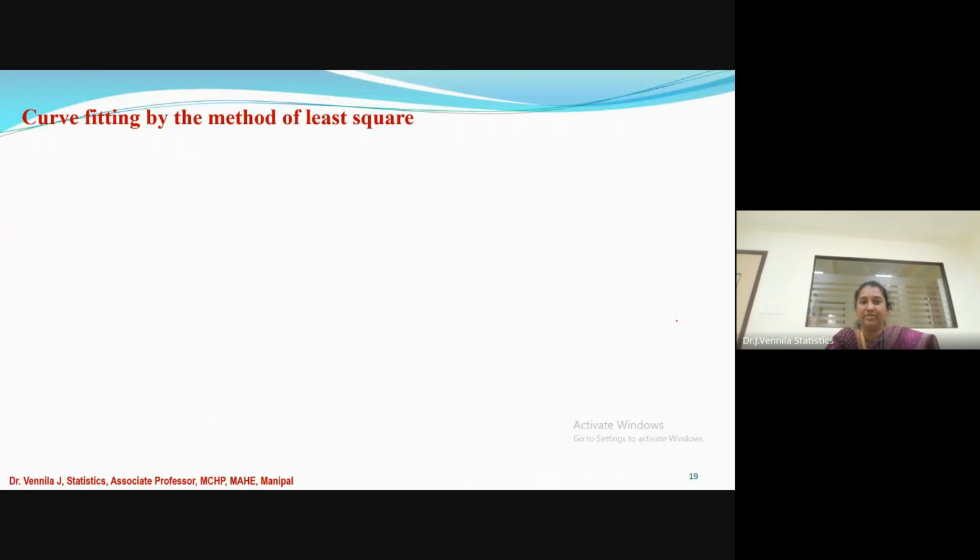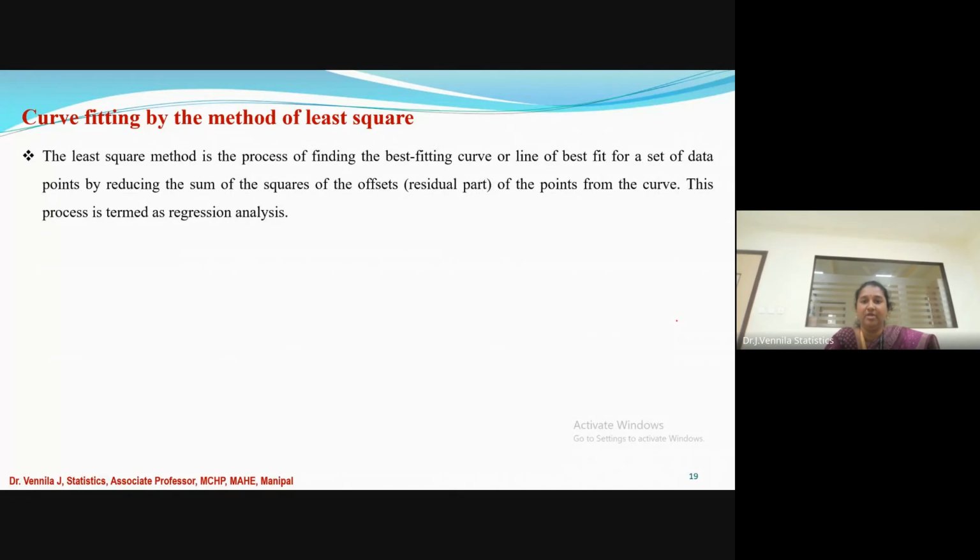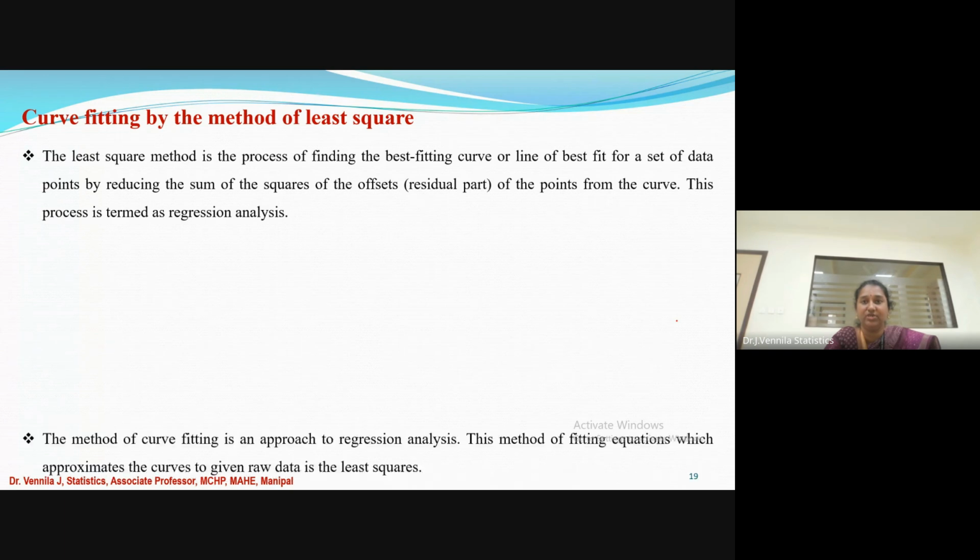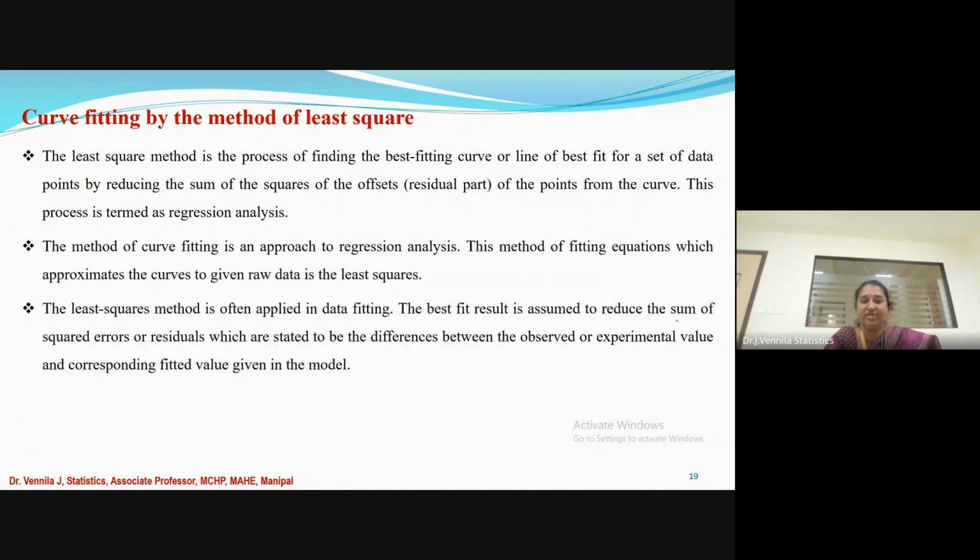And the next one is the least square method. The least square method is also called X on Y regression and Y on X regression. You have studied this, no? That is the same concept we have to use, but here we have to use the method of least squares.